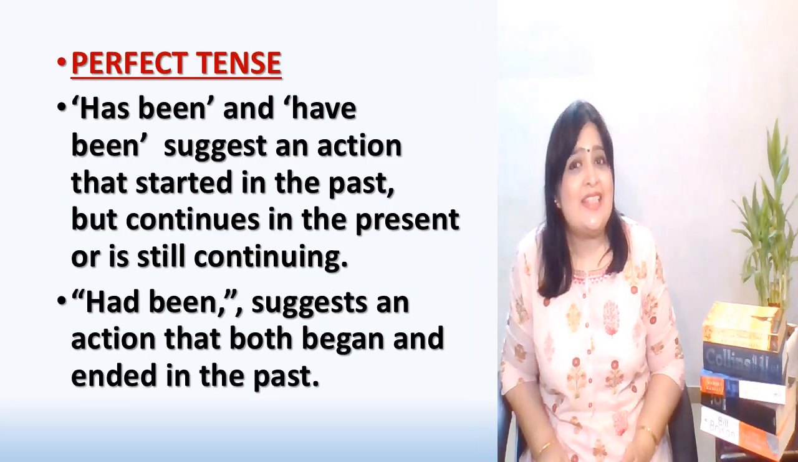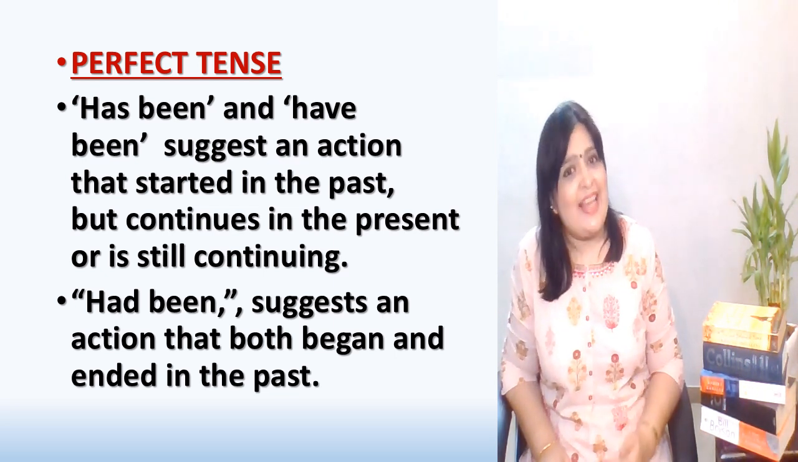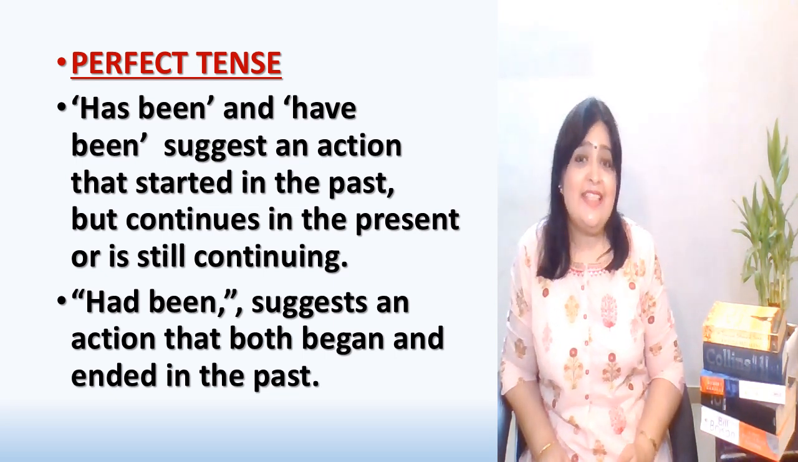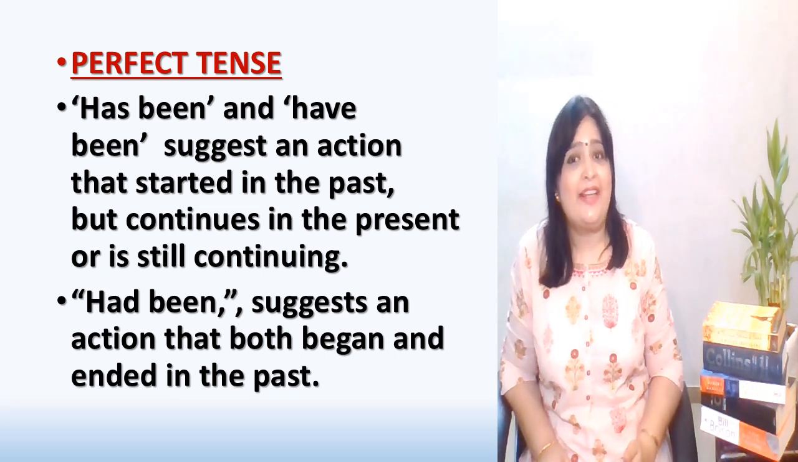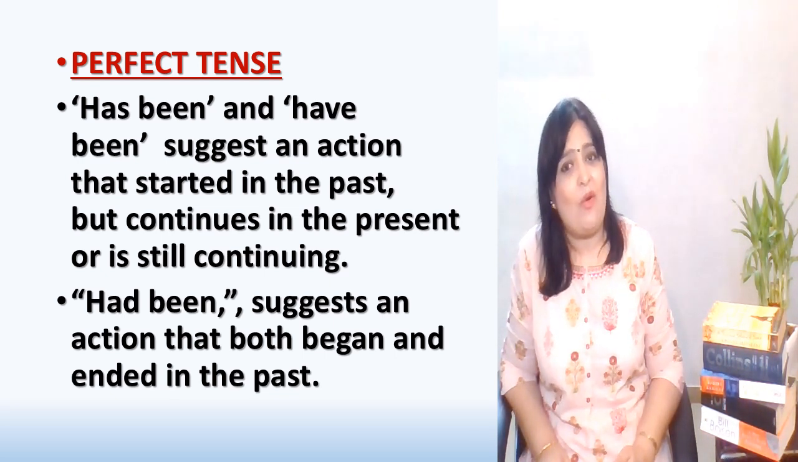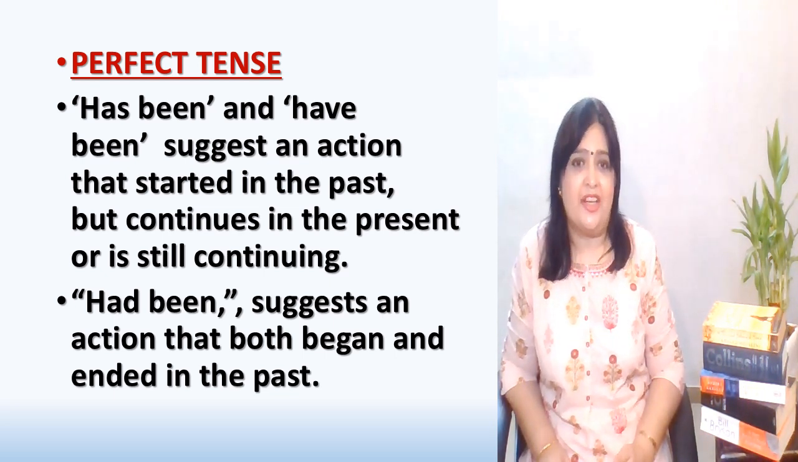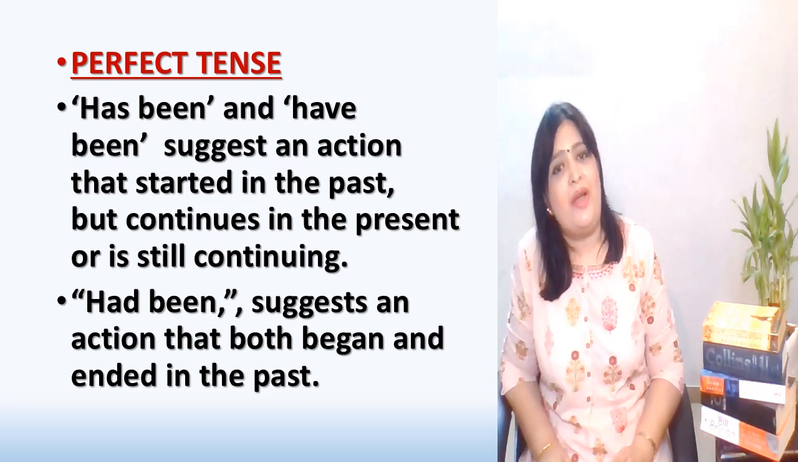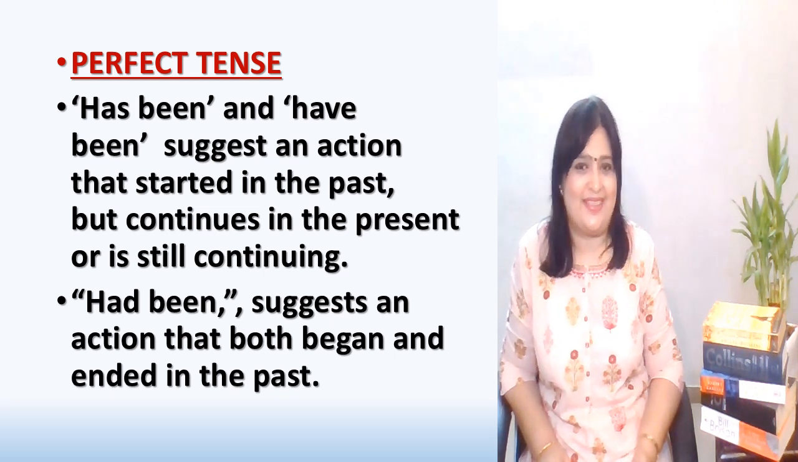Now, let's look at the first use of these forms, that is in their perfect tense. Has been and have been, they suggest an action that started in the past but continues in the present or is still going on. So any action जो past में start हुआ था और अभी भी चालू है, तो हम has been या have been use करते हैं.